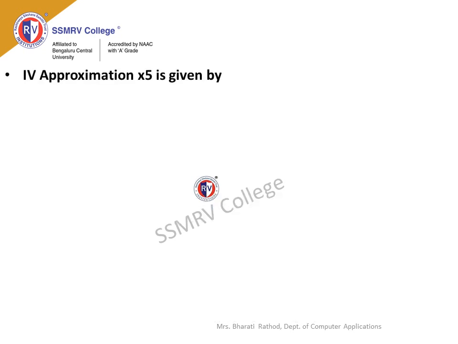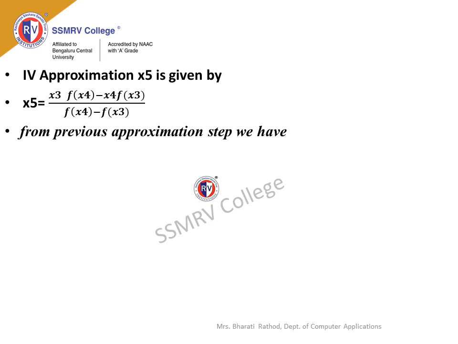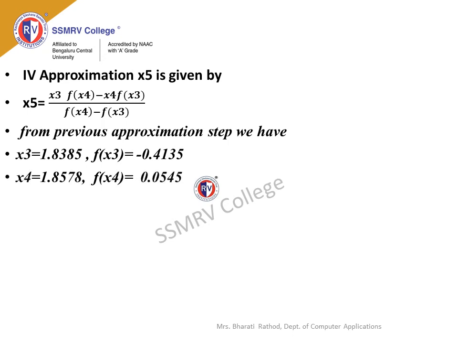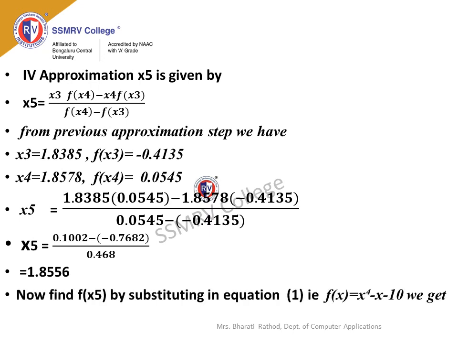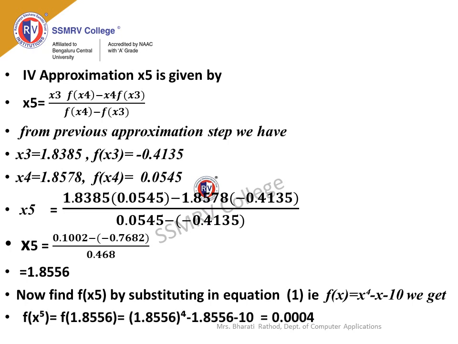The fourth approximation x5 is given by x5 equal to x3 into f of x4 minus x4 into f of x3 divided by f of x4 minus f of x3. From the previous approximation step, we have the values of x3 and f of x3 as well as x4 and f of x4. Substituting in x5, we get the fourth approximation x5 equal to 1.8556. Now find f of x5 by substituting the value of x5 in equation number 1. We get 0.0004.